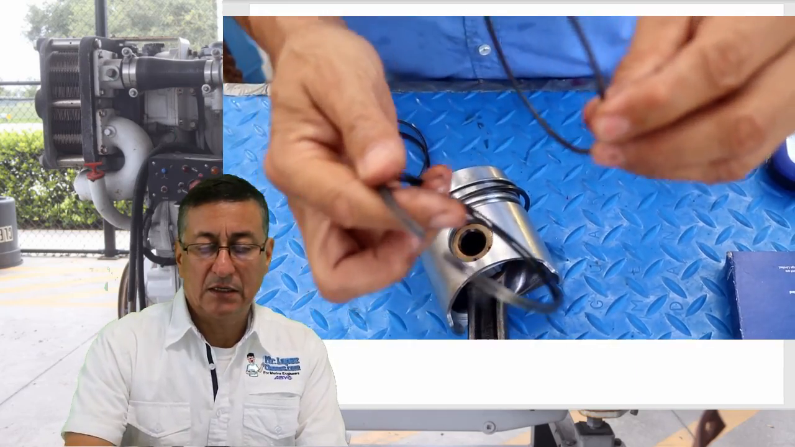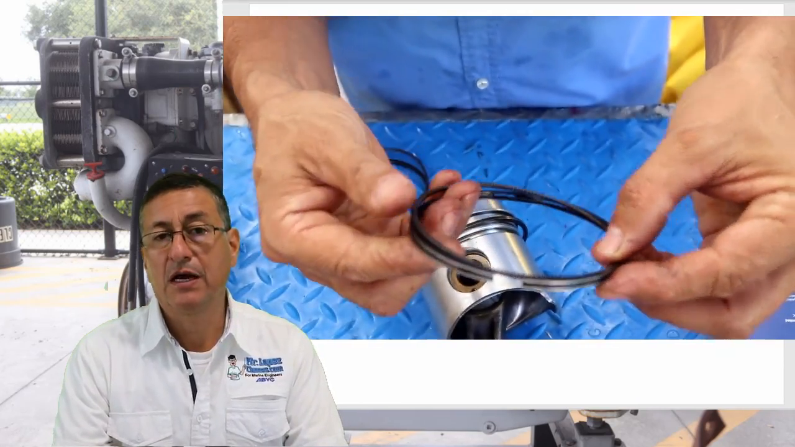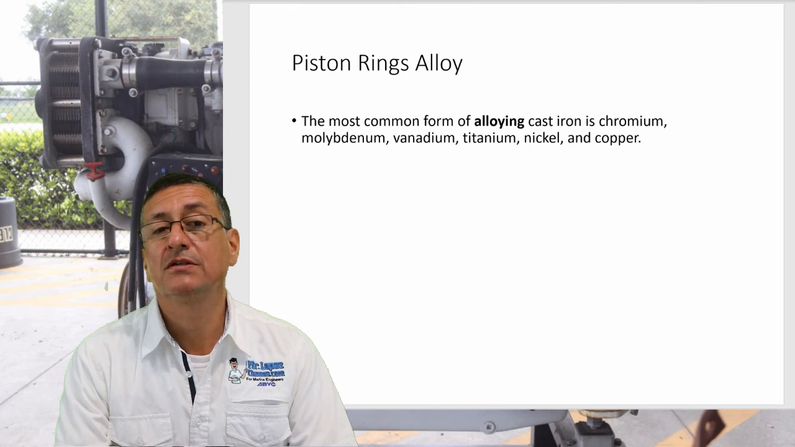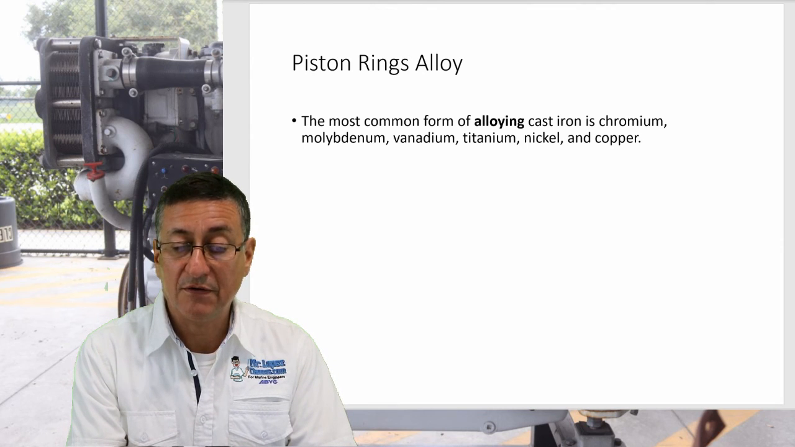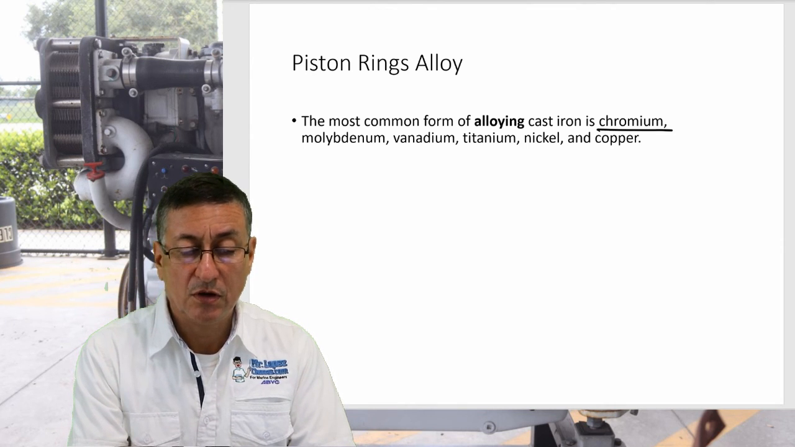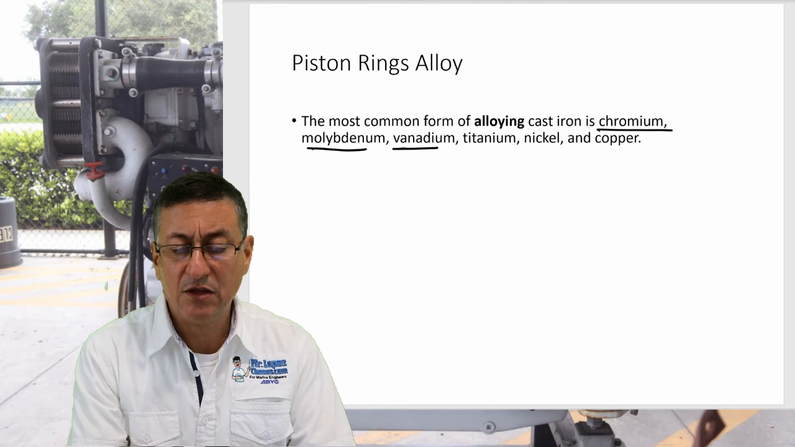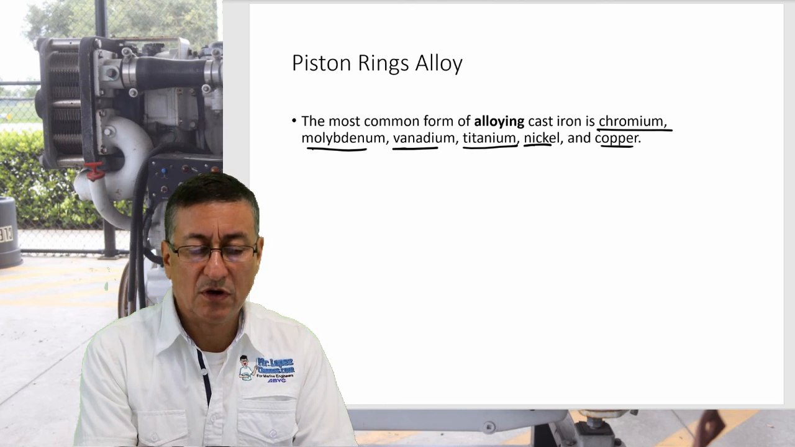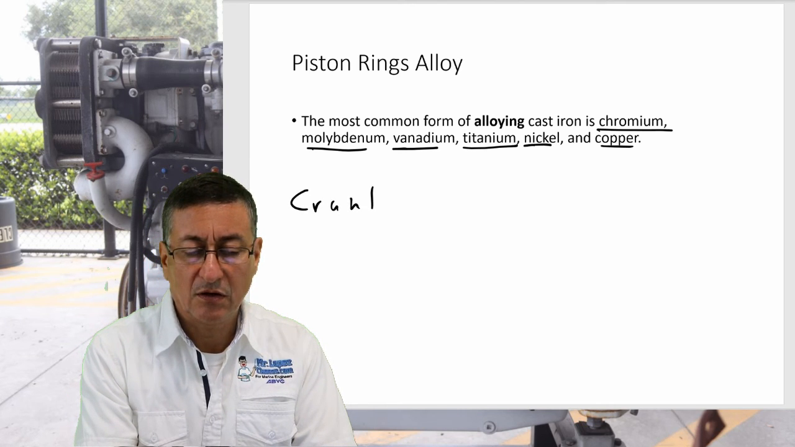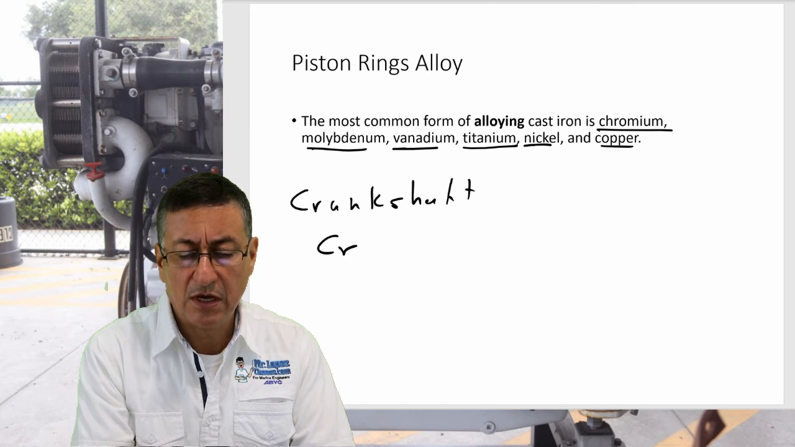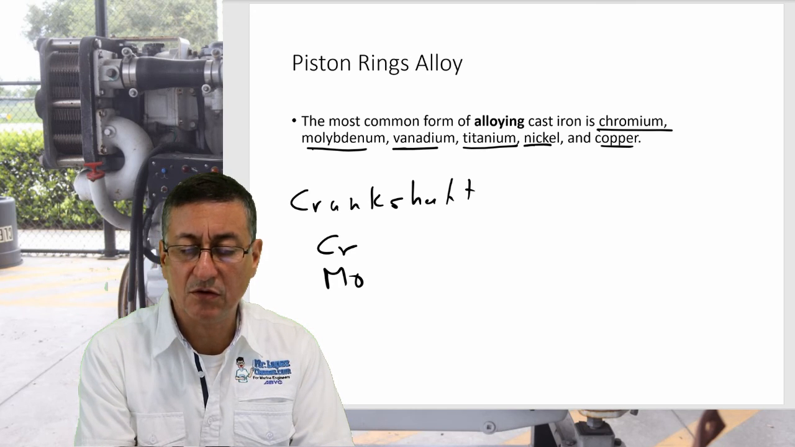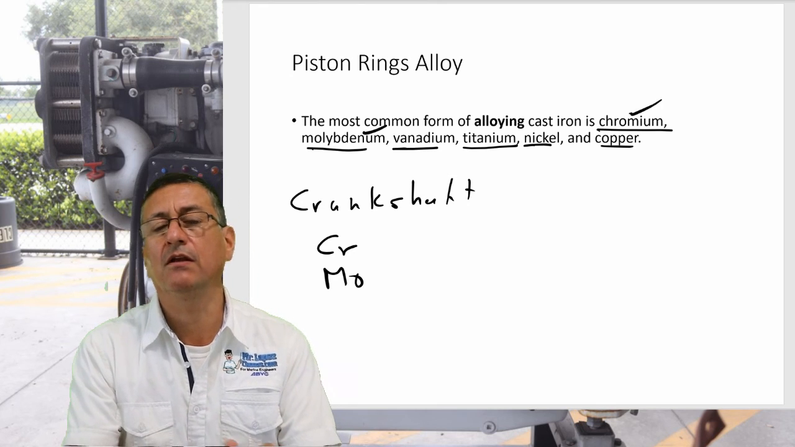Those are the typical piston rings. And now we are going to talk about the alloys for piston rings. The most common alloys for piston rings have a high amount of chromium, molybdenum, vanadium, titanium, nickel, and copper. And if you remember, on the crankshaft we have a high concentration of chromium and a high concentration of molybdenum. Once again, chromium and molybdenum.